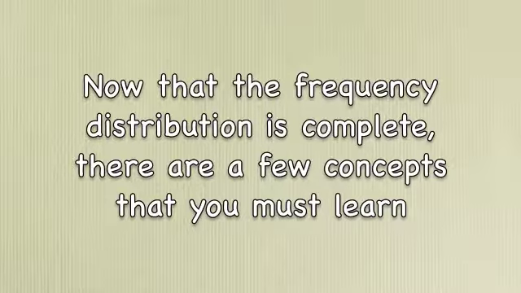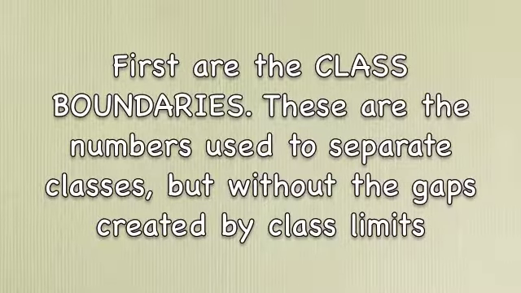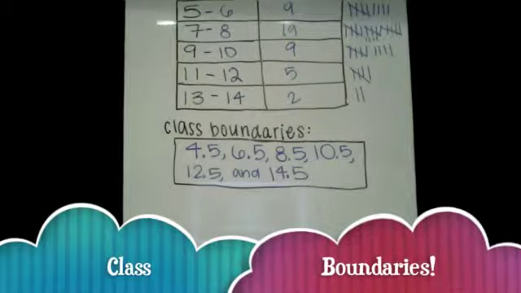Now that the frequency distribution is complete, there are a few concepts that you must learn. First are the class boundaries. These are the numbers used to separate classes, but without the gaps created by class limits. For my example, the class boundaries are 4.5, 6.5, 8.5, 10.5, 12.5, and 14.5. These numbers will be very important later when learning how to construct histograms. Don't forget to avoid the easy mistake of confusing a class boundary and the class width, for they are very different.